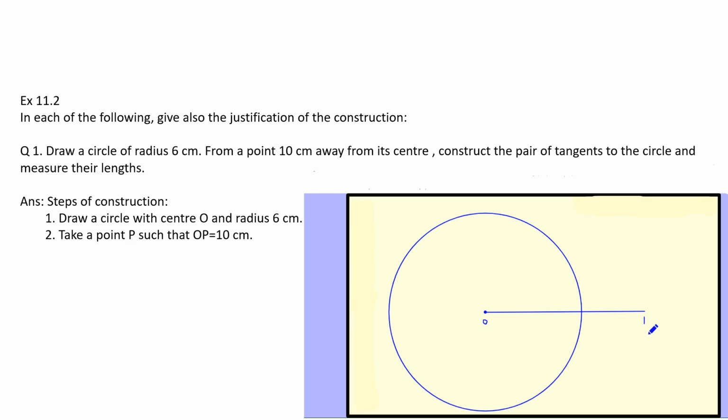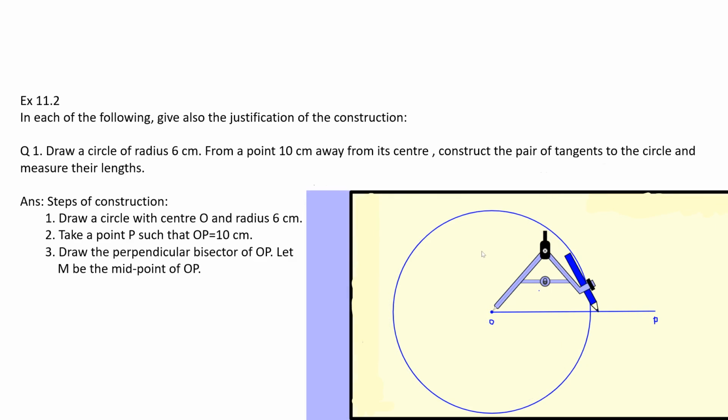Mark the point as P, which is 10 centimeters away from the center. So now OP is 10 centimeters. Next, the third step is to draw the perpendicular bisector of OP. That is, in order to find the midpoint of OP, we are drawing the perpendicular bisector of the line segment OP.